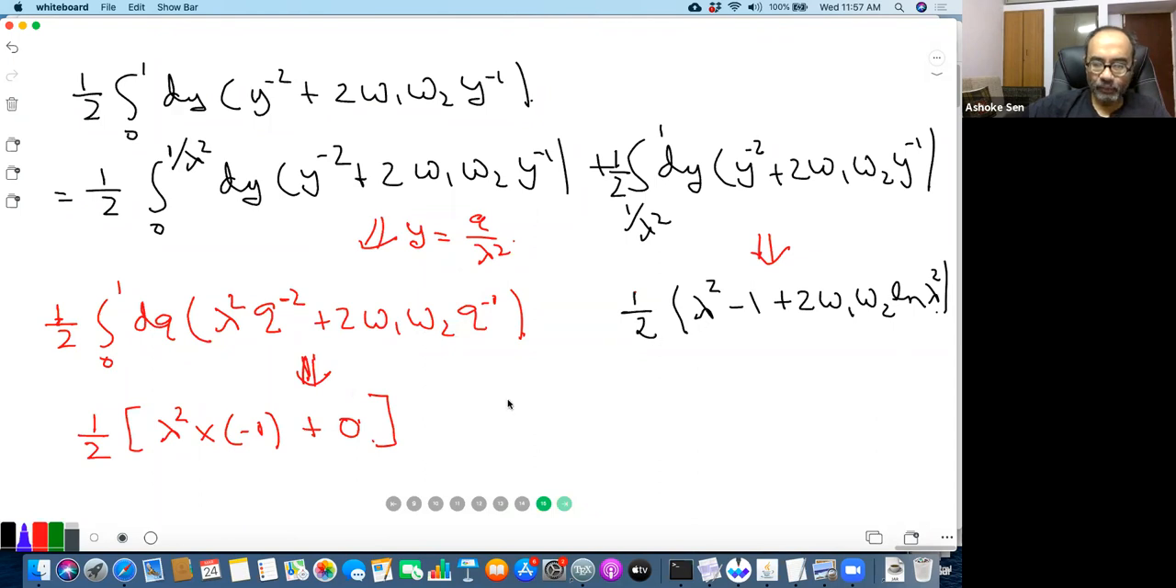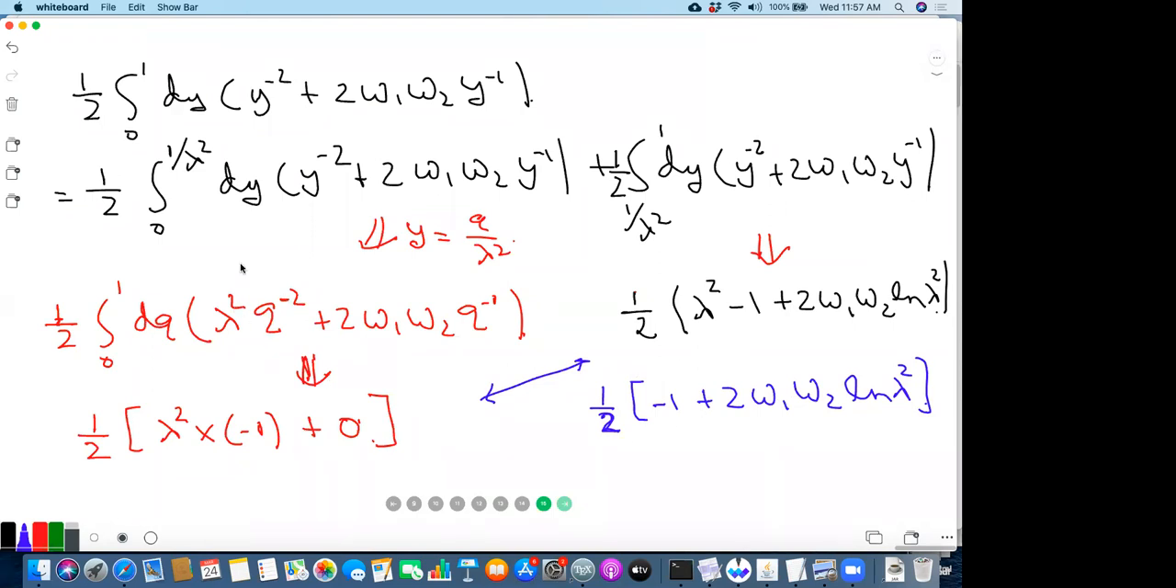And now you just add these two. Okay, we add these two. The lambda square part cancels. And what you get is half times minus 1 plus 2 omega 1 omega 2 log lambda square. Okay, so you'll keep this in mind because you have to calculate the third diagram and then add to this. Is this clear so far? Yes, it's clear. Okay, so string field theory gave us this.